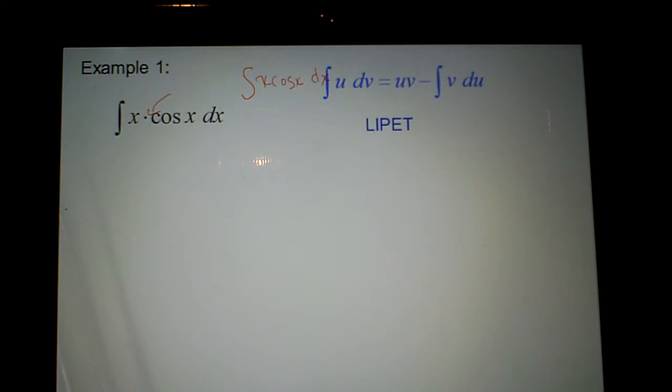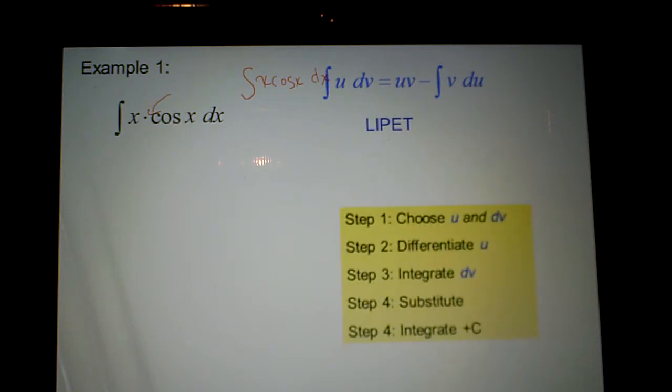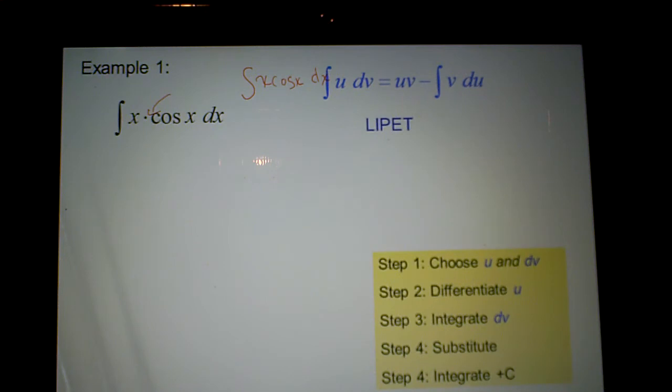So I look at the two functions separately, x and cosine x, and I go through my list of LIPET. And I think to myself, I need to choose a u, and then everybody else is dv. I'm going to differentiate u, and I have to integrate the function in dv. Finally, I substitute. And hey, why isn't this step 5? Not till the end do I actually integrate, and if it's an indefinite integral, I put plus c.